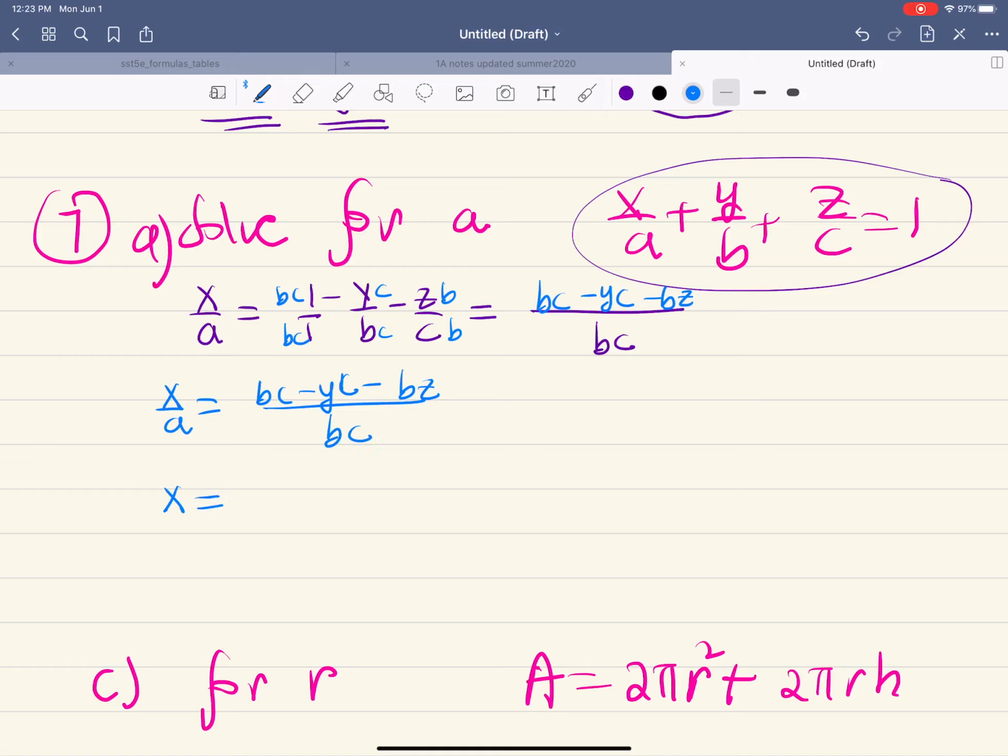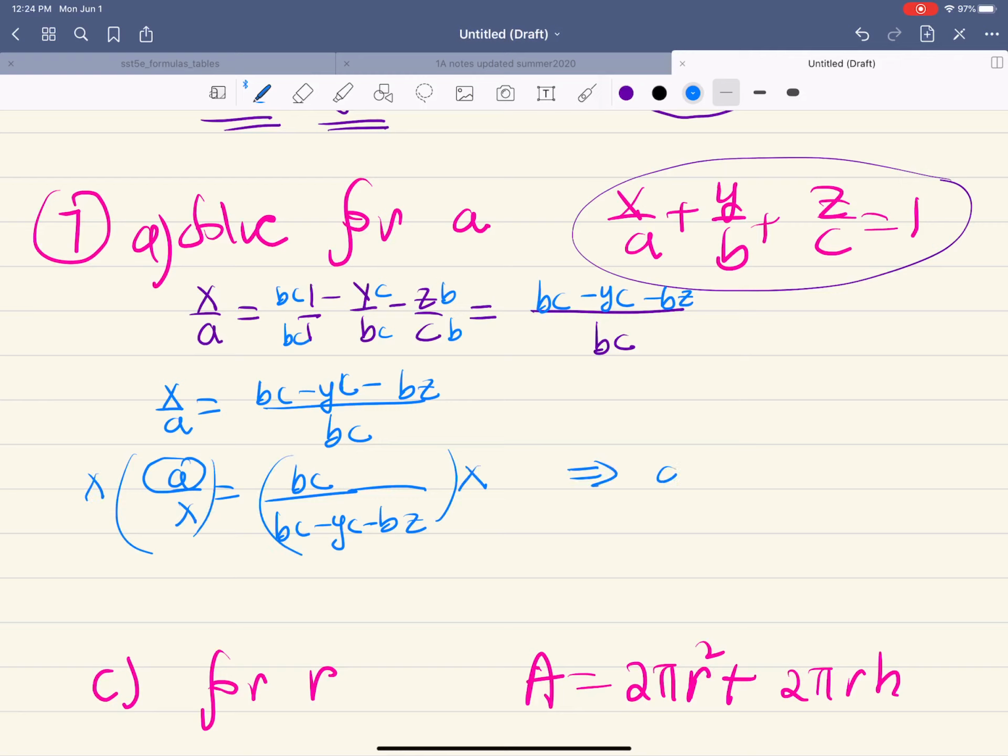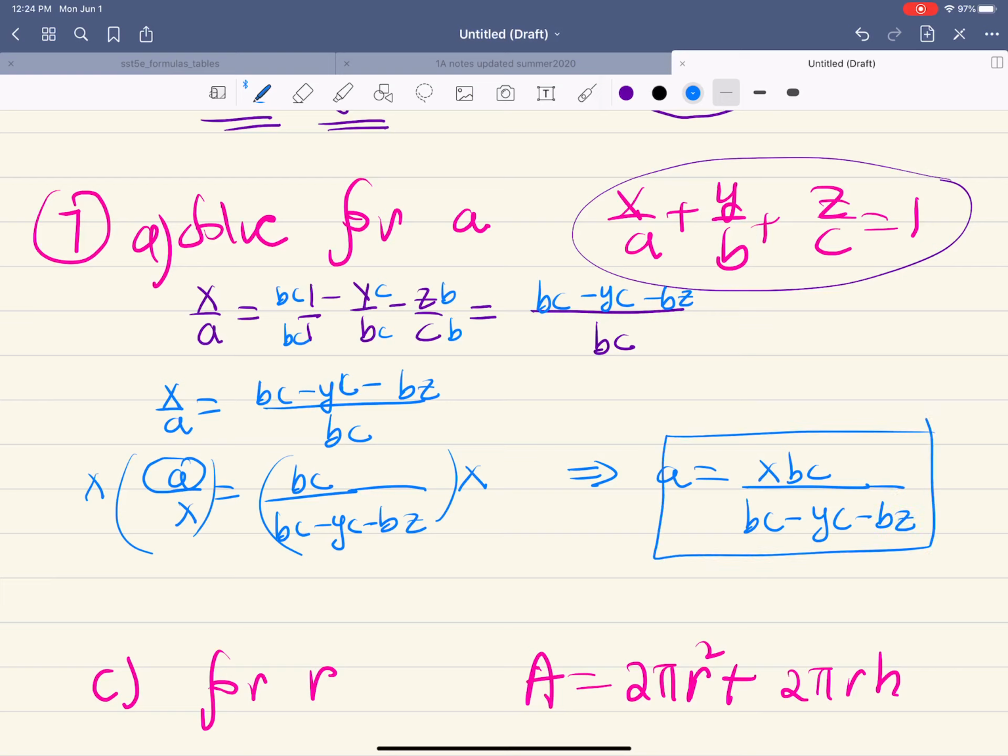Okay, I'm almost there. I need to isolate the a here. So I'm going to go ahead and write the reciprocal of both fractions because we can do that. If two fractions are equal, the reciprocals are also equal. Now to isolate my a, all I have to do is multiply both sides by x. So I'm going to multiply the left side by x and the right side by x. This is going to give me a equals xbc divided by bc minus yc minus bz. Okay, and that's what a is equal to.